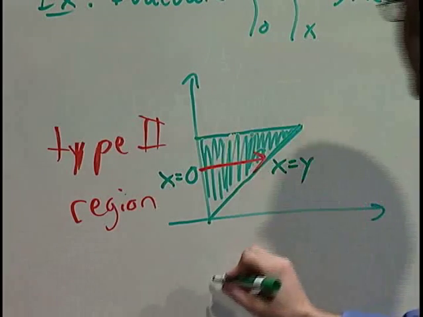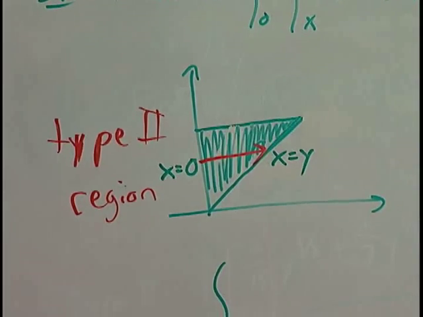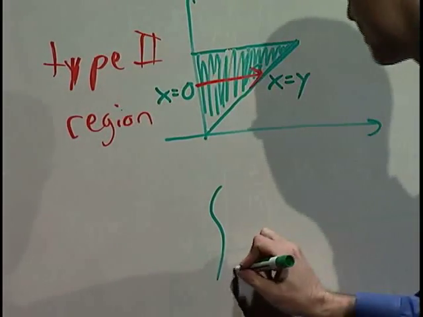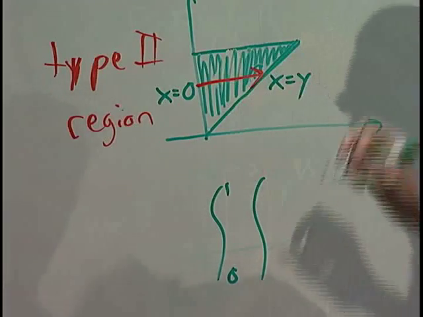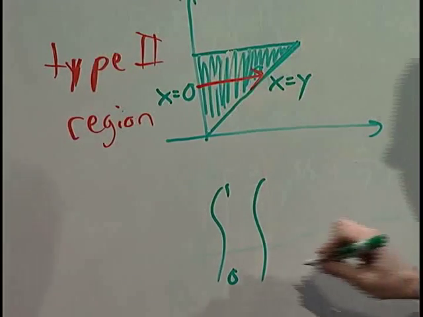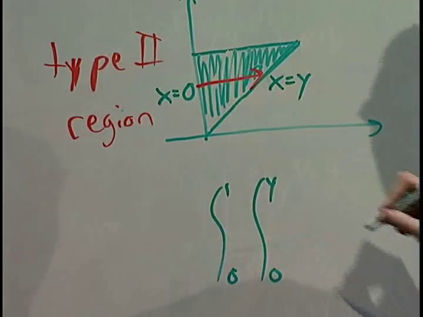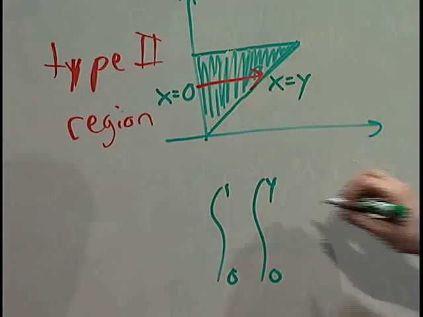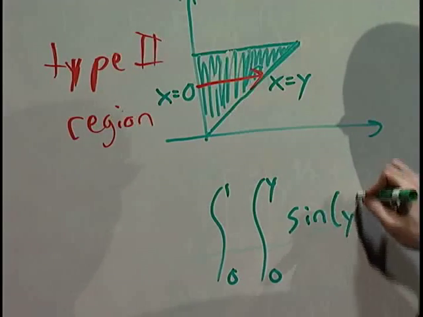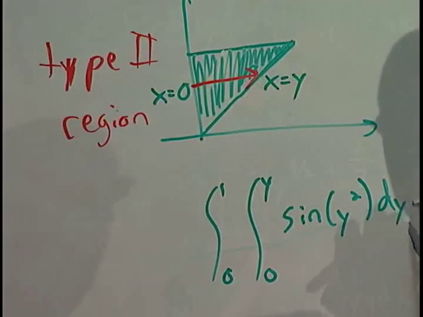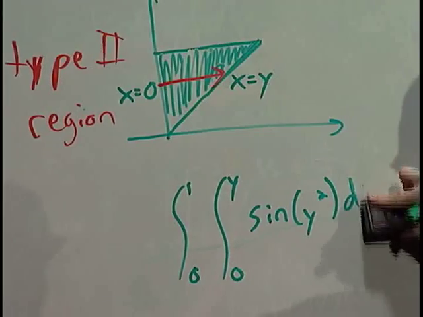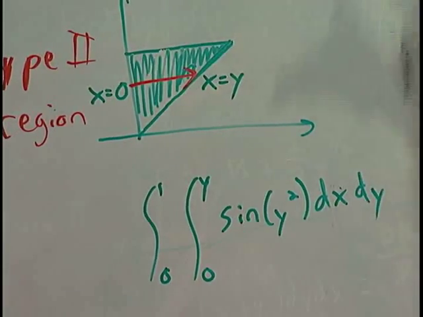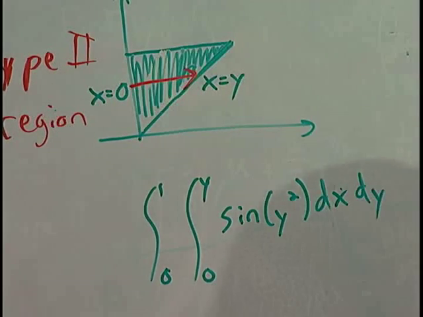So our y limits are still going to be 0 to 1. That should make some sense. We're still going to have 0 to 1 out here with the y limits, but now we're going to go from 0 to y. That's going to be our x limits of integration. So we're going to have sine y squared dx dy. That's the important thing, dx dy. This is totally equivalent to this. Whatever the answer is here, same answer up there.